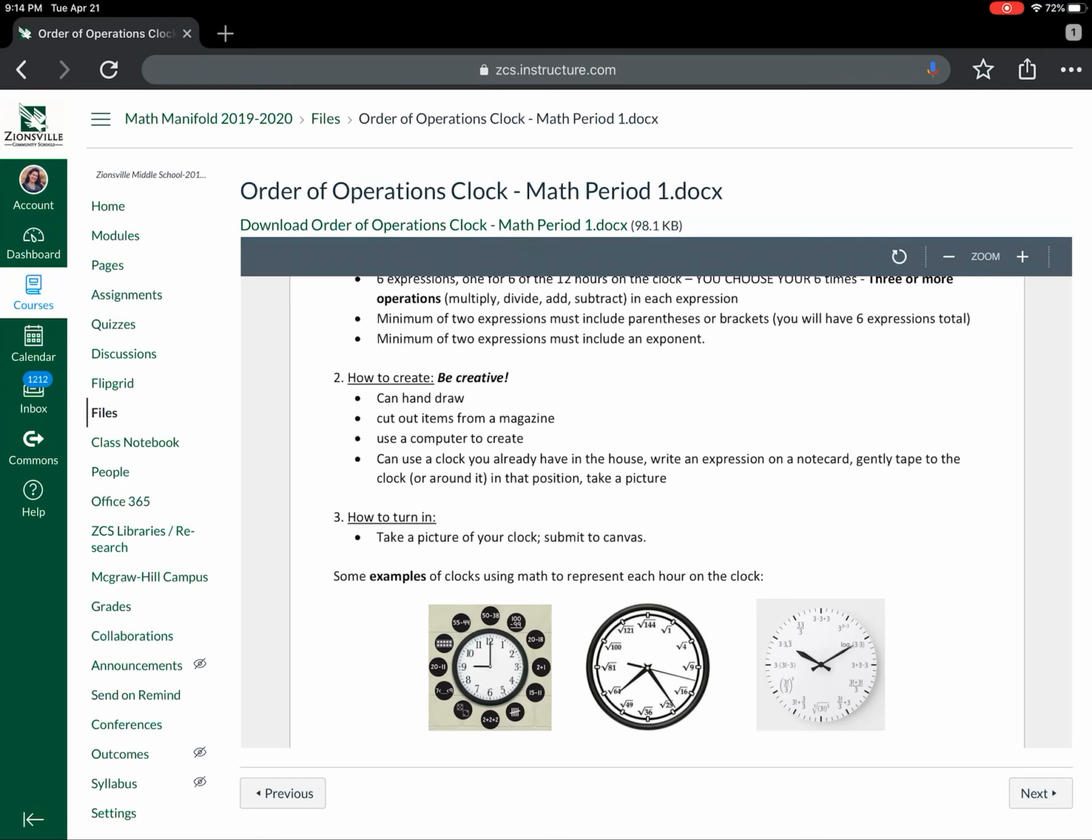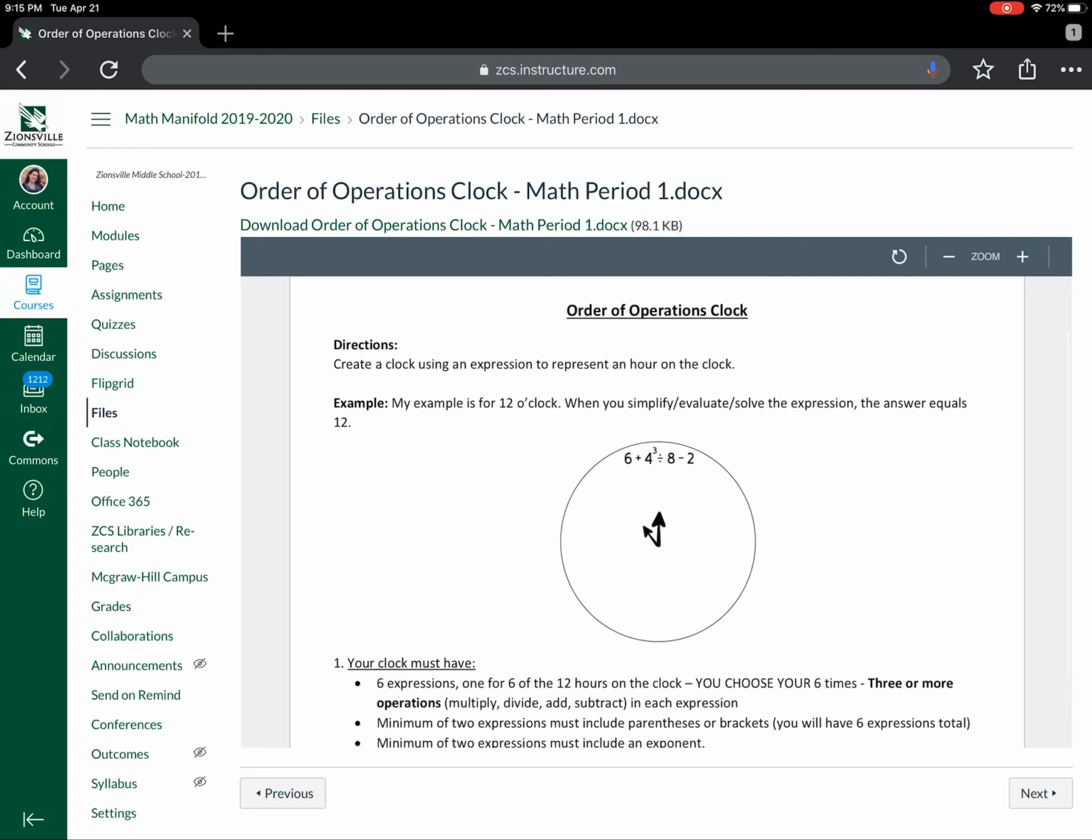In yours, at least 2 of your expressions must include either a parentheses or brackets. And then you have to have at least 2 expressions that have to include an exponent. Be creative. You can hand draw this.